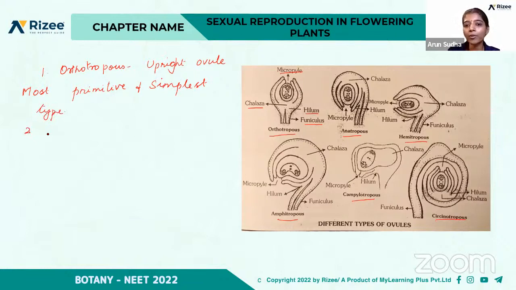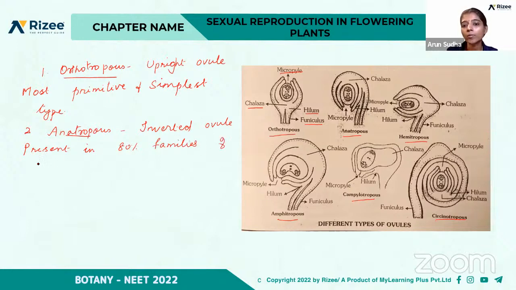Okay, and the next type is anatropous. So what about the anatropous? First, orthotropous, then anatropous. So here it is inverted when compared to this structure. So it is called an inverted ovule. And mostly it is present in 80% of families of angiosperms. Anatropous ovule is present in 80% of families of angiosperms. Okay, so actually it is an inverted ovule. So here the micropyle and chalaza are at the opposite ends, but hilum is nearer to the micropyle, right? So here the micropyle is facing upwards, but in the case of anatropous ovule, the micropyle is facing downwards. So it is an inverted ovule.